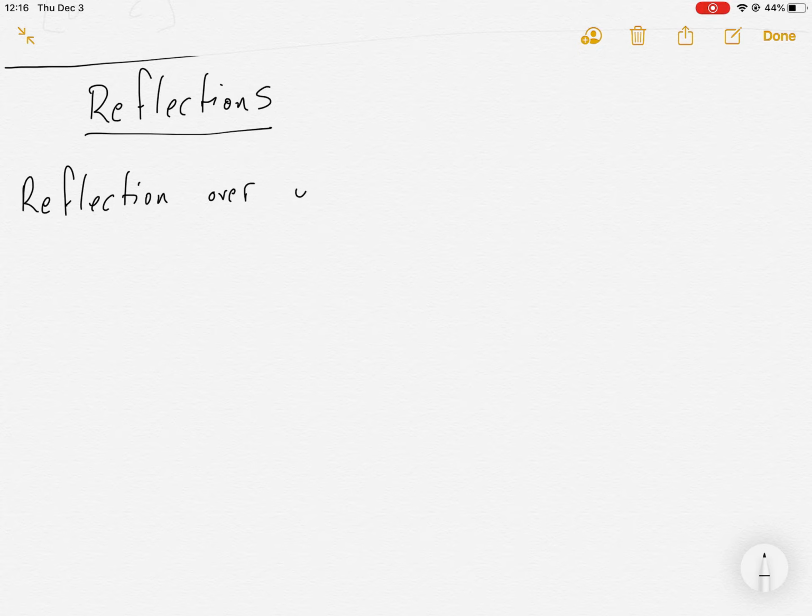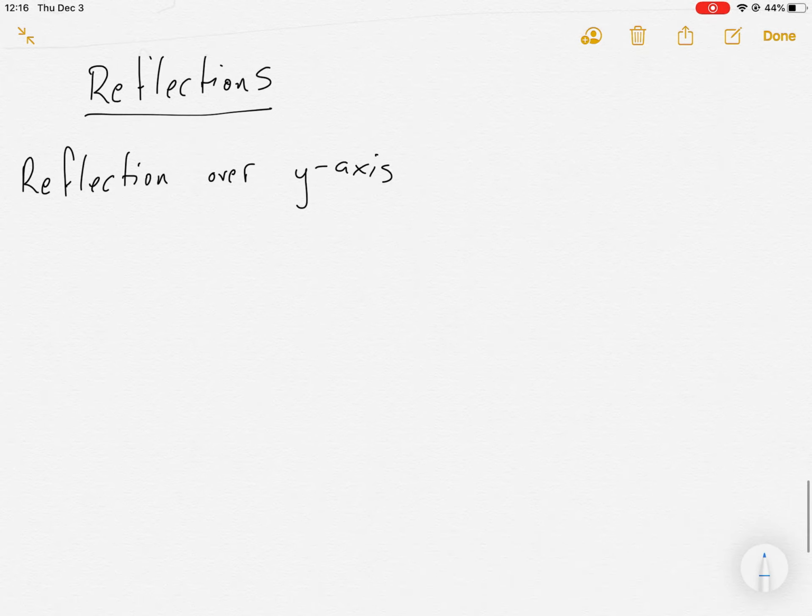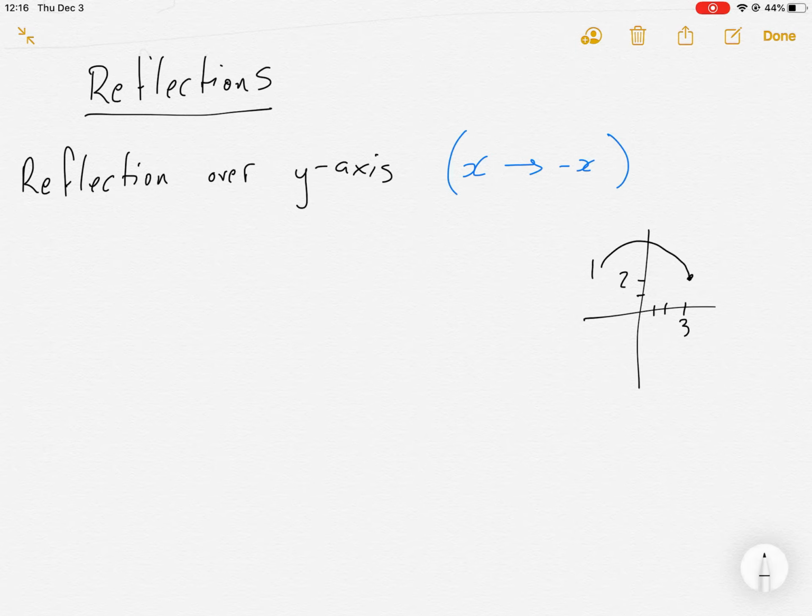So let's start off with a reflection over the y-axis. So if we're thinking about reflections, what that really means, if I'm going over the y-axis, that means that all my x values are going to end up being negative x. Plugging numbers in again, if I had the point 3, 2, and I wanted to reflect over the y-axis, I would end up at the point negative 3, 2.